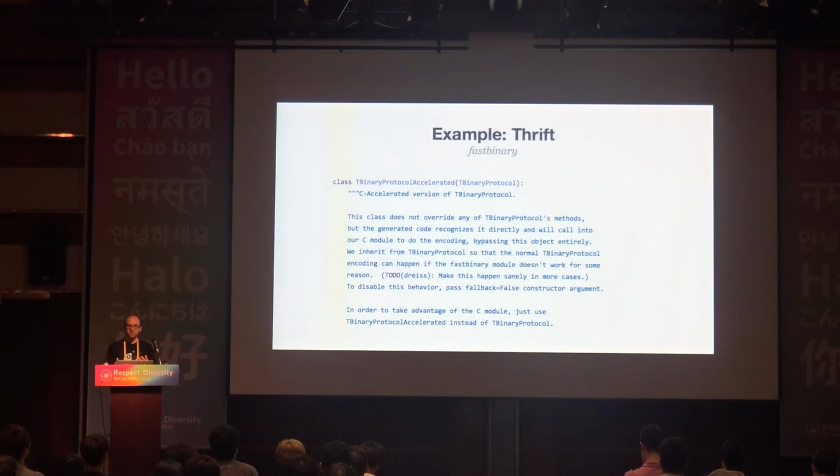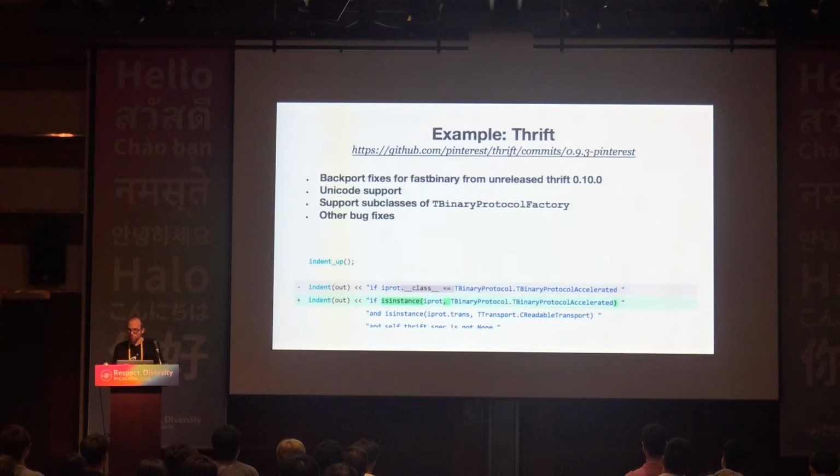So Thrift had a solution for this that came out a number of years ago. That's a fast binary version. It's a C-accelerated version of the binary protocol we're using for Thrift communication. The problem we had, unfortunately, is Thrift 0.10, which fixes all this, is, last I heard, not out yet. So at Pinterest, we actually had to backport a bunch of fixes from 0.9.10 to 0.9.3. Thrift fast binary doesn't support Unicode yet, and we support Unicode.